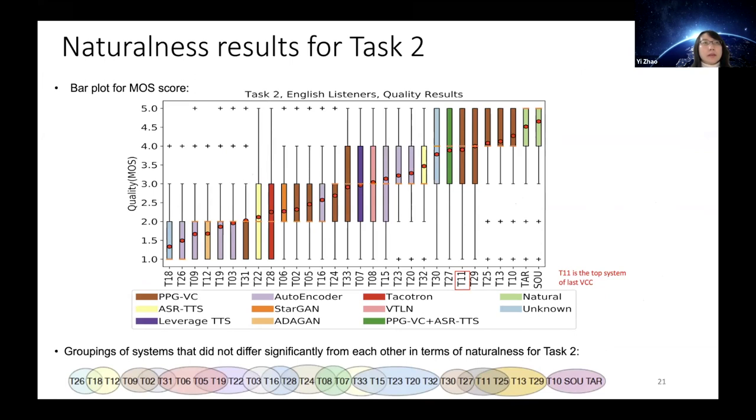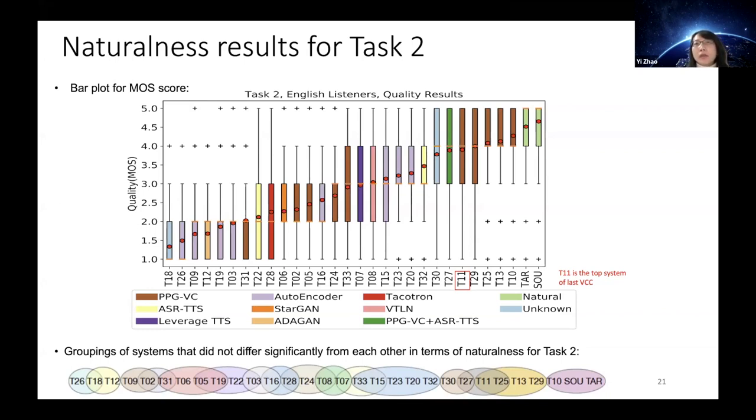We can also see that VC systems using a combination of ASR and TTS systems, like Team 27, 33, and 22, obtained lower scores. Moreover, it is interesting to observe that Team 10 achieved the highest scores and was not significantly different from the natural speech of the target speaker. However, it suffered a drop in naturalness of 0.75 points in most scores compared with the intralingual task.